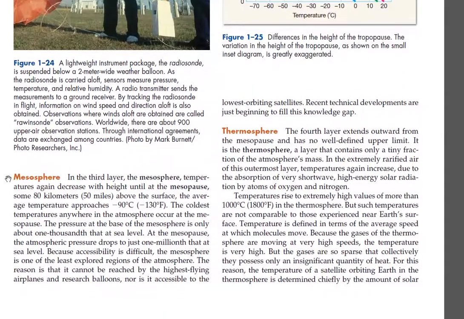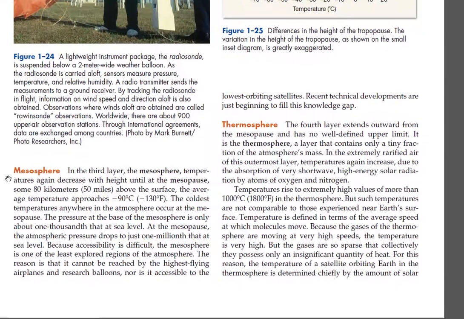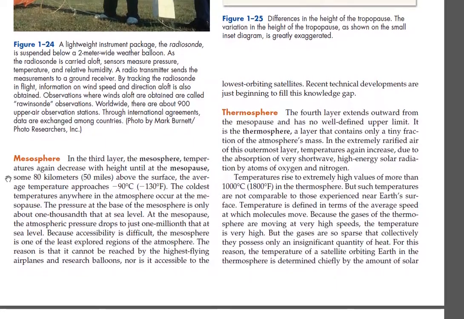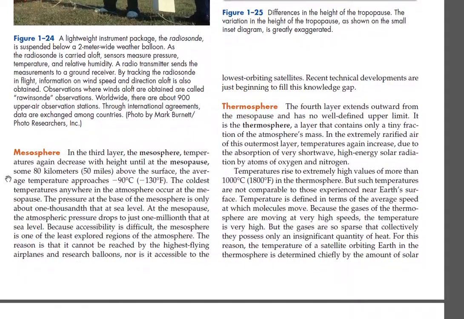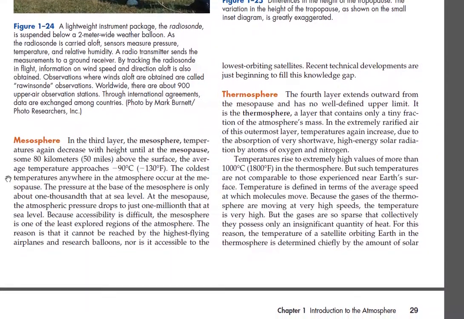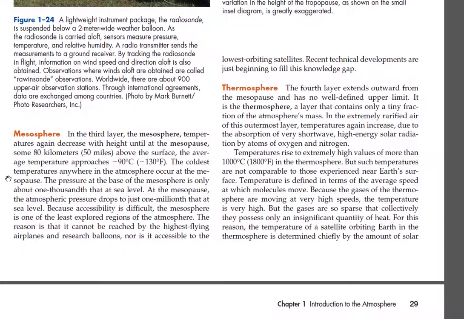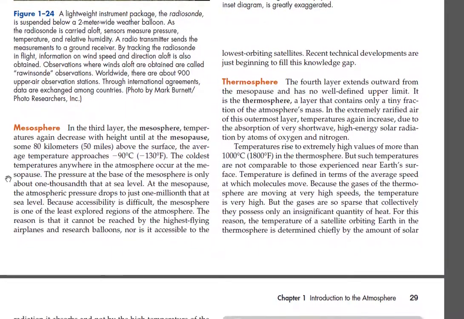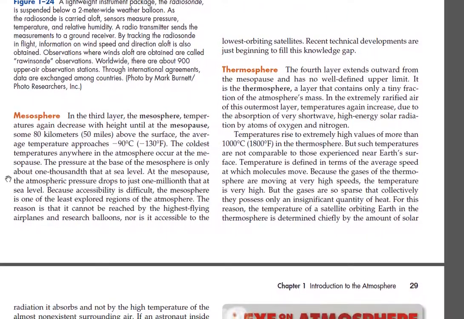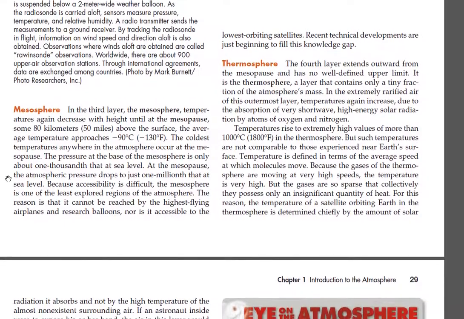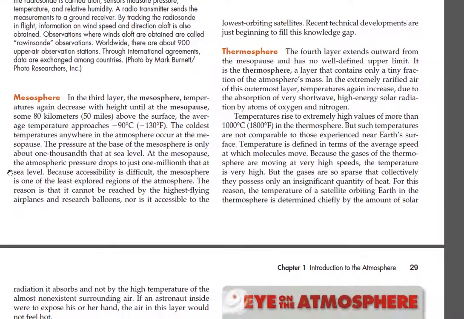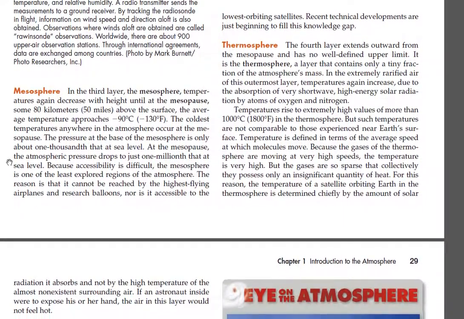Mesosphere. In the third layer, the mesosphere, temperatures again decrease with height until at the mesopause, some 80 kilometers, 50 miles, above the surface, the average temperature approaches -90 degrees Celsius, -130 degrees Fahrenheit. The coldest temperatures anywhere in the atmosphere occur at the mesopause. The pressure at the base of the mesosphere is only about 1/1000th that at sea level. At the mesopause, the atmospheric pressure drops to just 1/1,000,000th that at sea level.